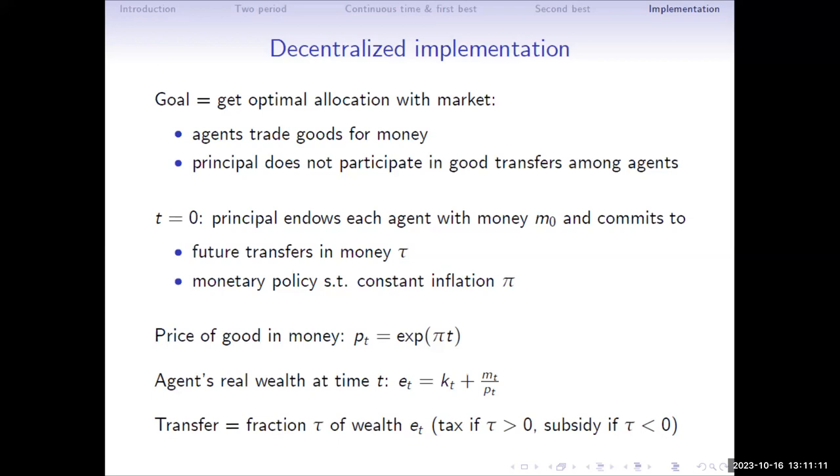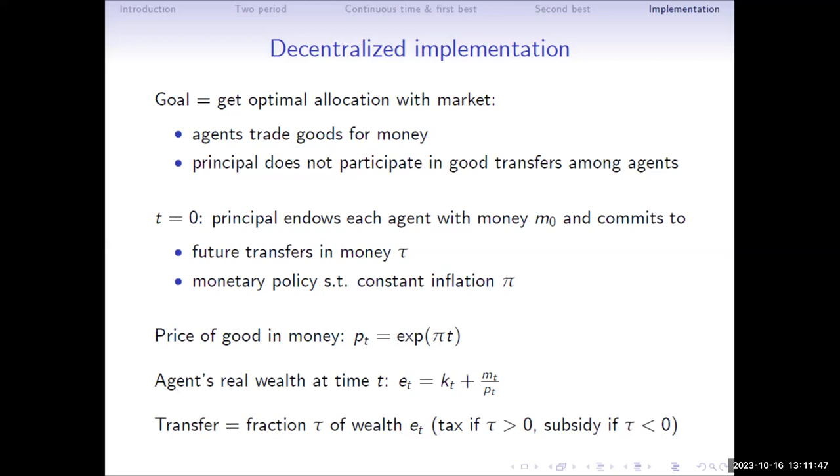So just like in the two-period model, we're going to decentralize the optimal mechanism with the market and inflation and taxes. So the market is a market in which agents exchange the good for money. Remember, there's only one good. The principal does not participate in the market. The only thing the principal does is to create money and tax people. Taxes here are going to be a function of wealth, and wealth is the sum of capital and the real value of money holdings.